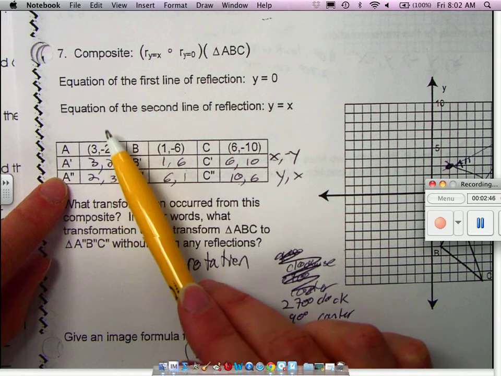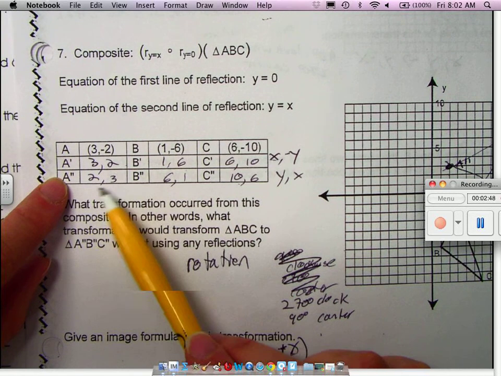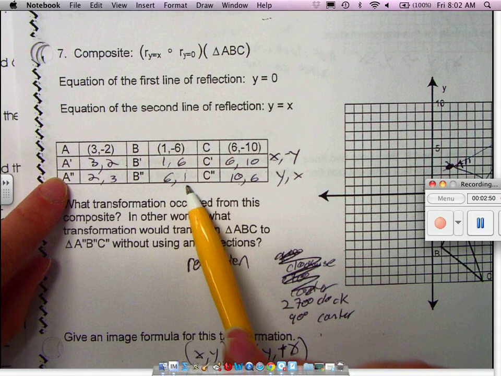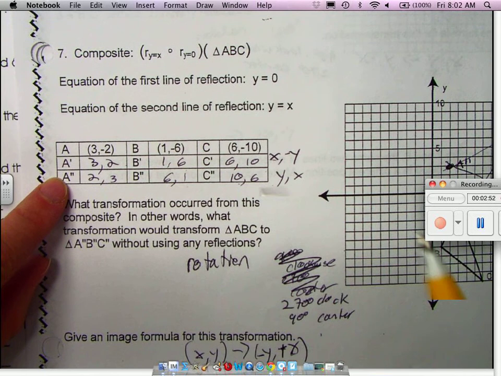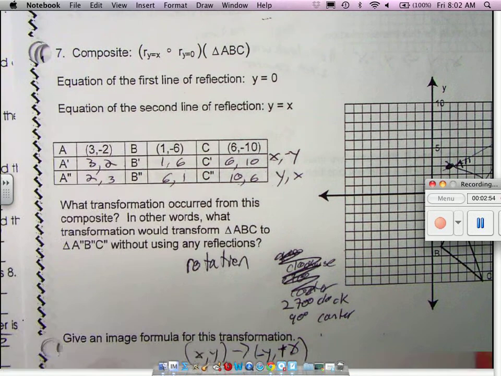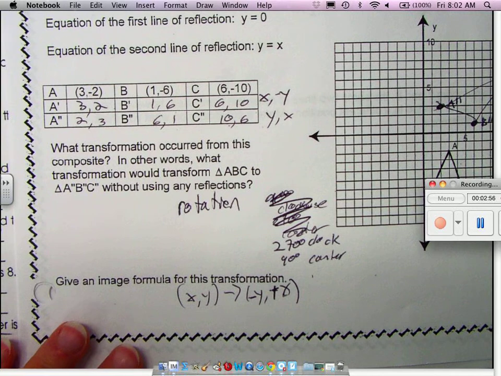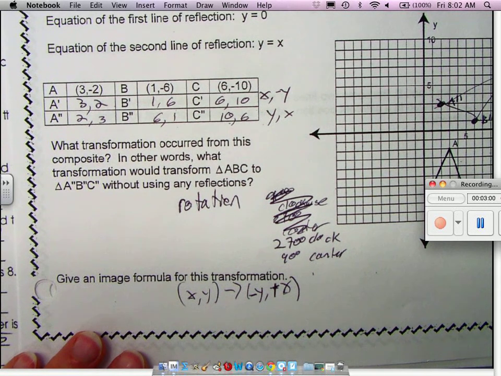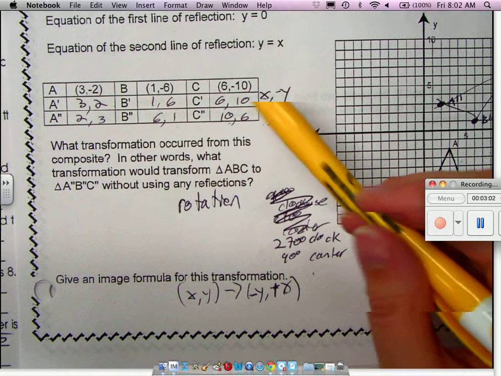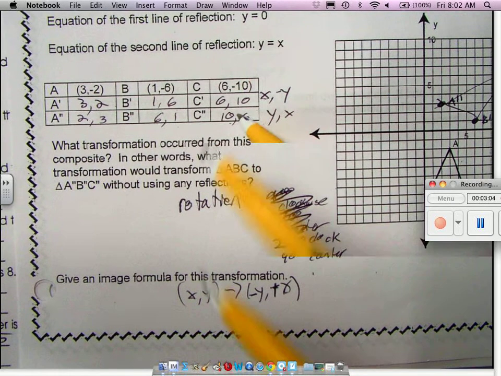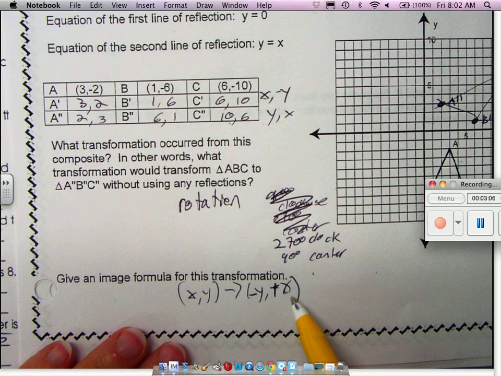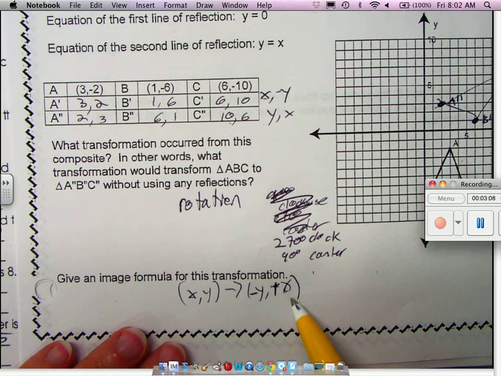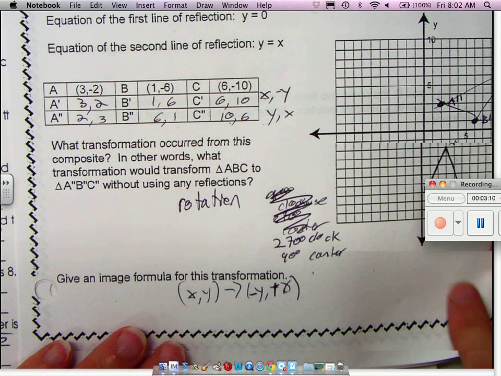I'm not going back to the beginning, I'm going to the middle. (2, 3), (6, 1), (10, 6). It's a rotation of 270 degrees clockwise or 90 degrees counterclockwise. My image formula from the top to the bottom is (-y, x). Okay, next one.